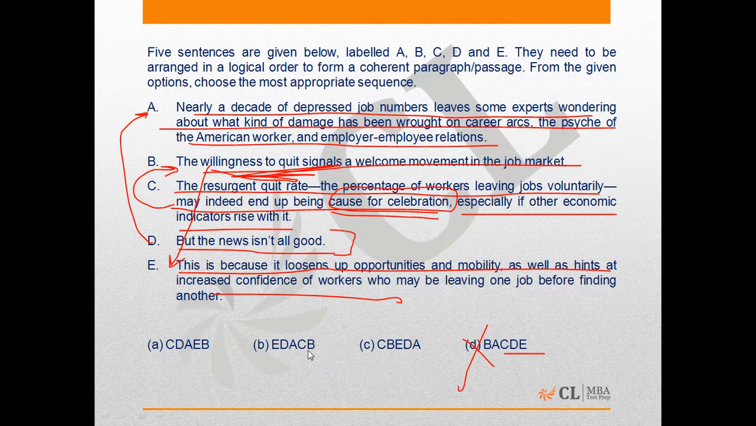So therefore, we know that D and A should be together. D should be followed by A, and then C introduces a certain topic, and then B takes it forward and E further explains it. Therefore, the correct sequence is C, B, E, D, A, which is there in option C.